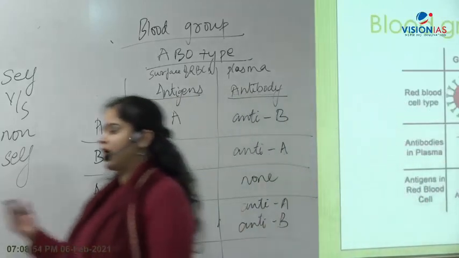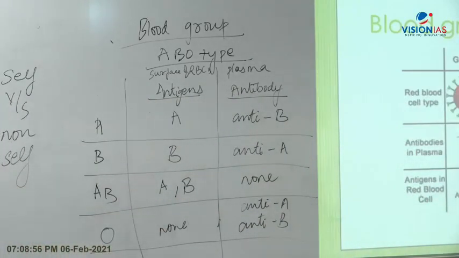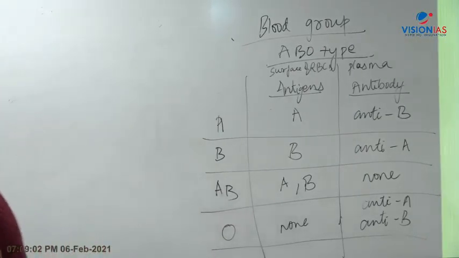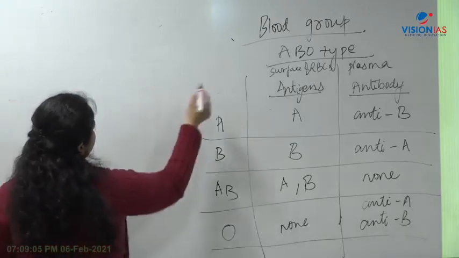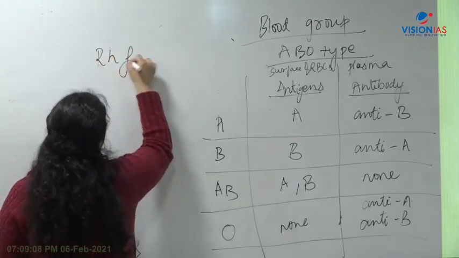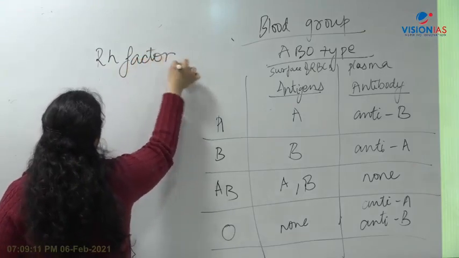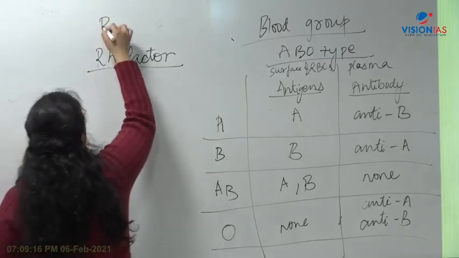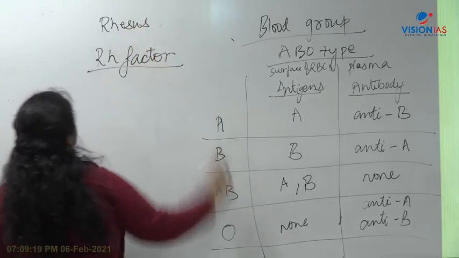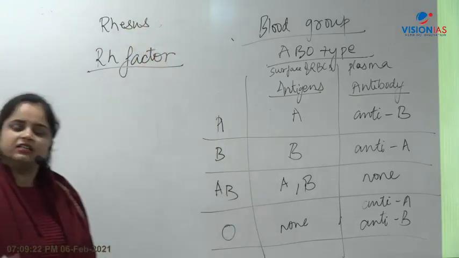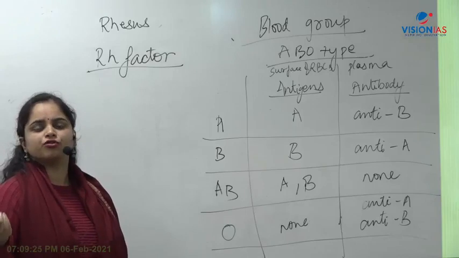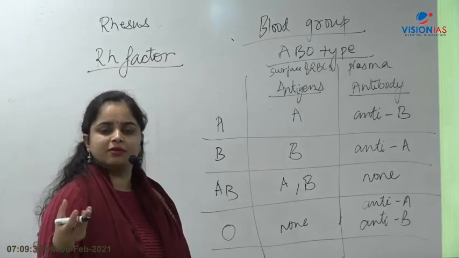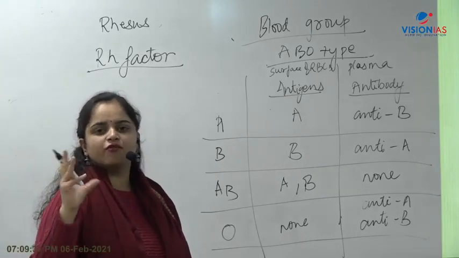Now see one more type, like ABO type. Give this a few more minutes, you will understand how the working of this whole antigen antibody is there. Like ABO type, we have another antigen called RH factor, or the full form is rhesus factor. This is another type of antigen which is found on the surface of RBCs.